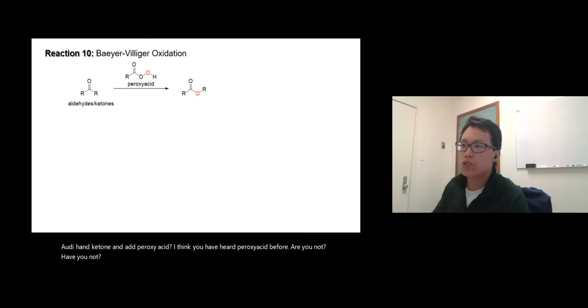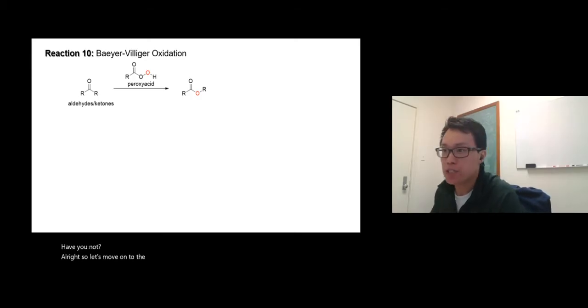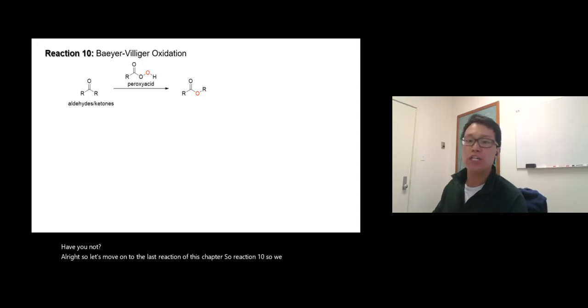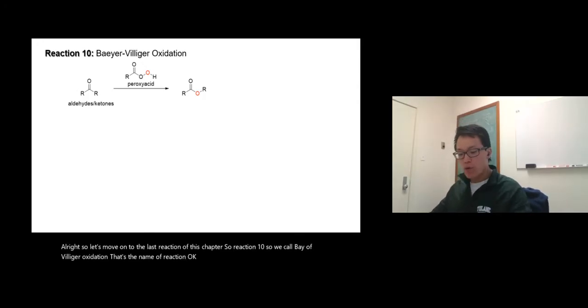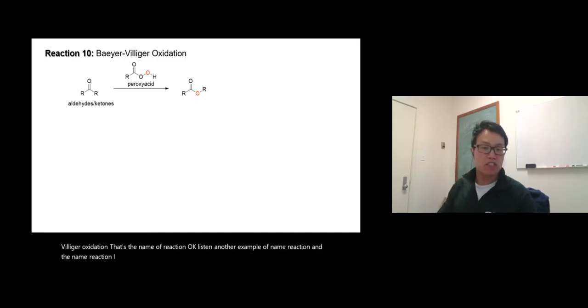All right, so let's move on to the last reaction of this chapter. Reaction 10, we call Baeyer-Villiger oxidation. That's the name of the reaction. This is another example of a name reaction, and by name reaction, I mean any reaction that has a person's name in it.